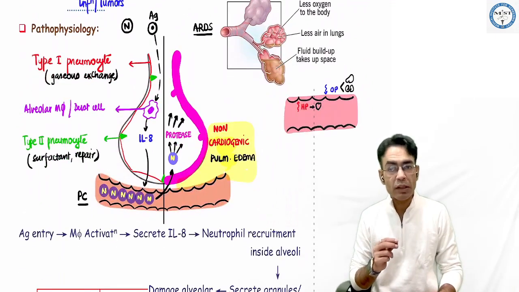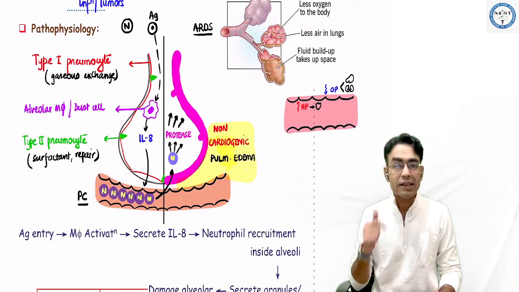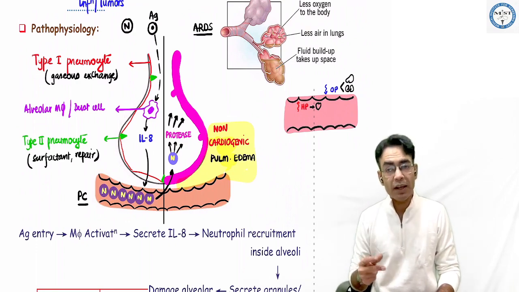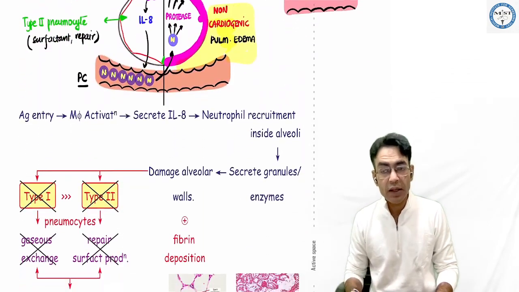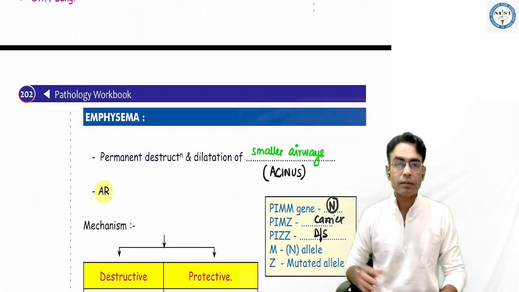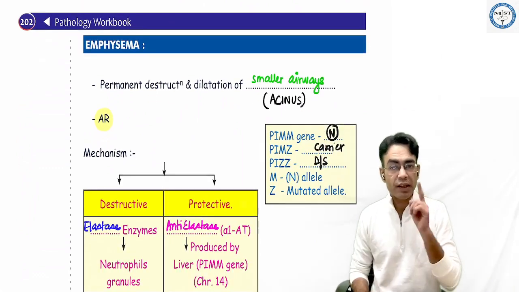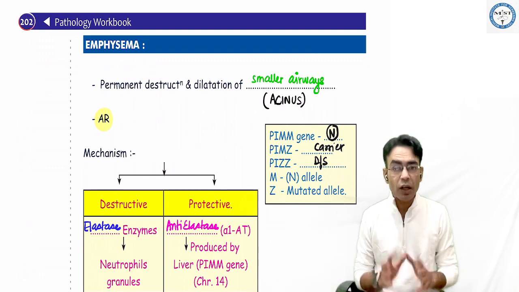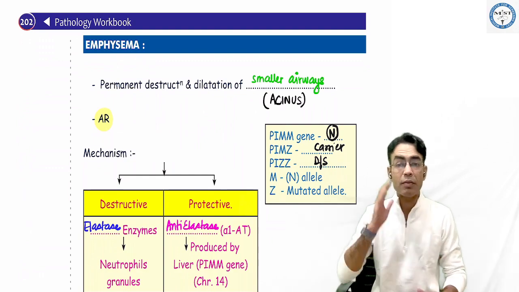So the interleukin responsible for ARDS, interleukin 8. Cell responsible for ARDS, neutrophils. Types of cell damage in ARDS, type 1 and type 2 pneumocytes. Most common cause of ARDS, that's your pneumonia. Obstructive disease, first disease emphysema, destruction, dilatation of the smaller airways. Smaller airways से मतलब हो गया acinus मतलब respiratory bronchiole.